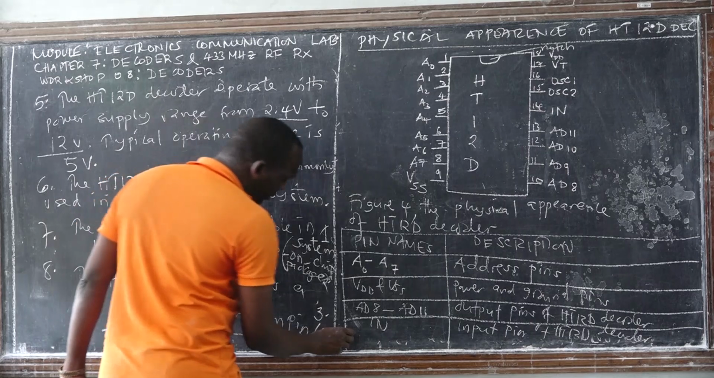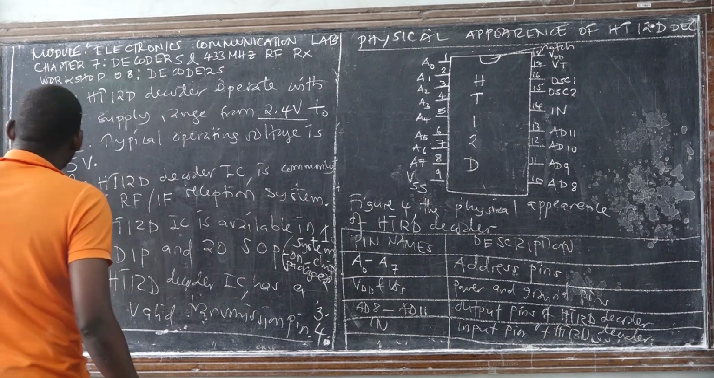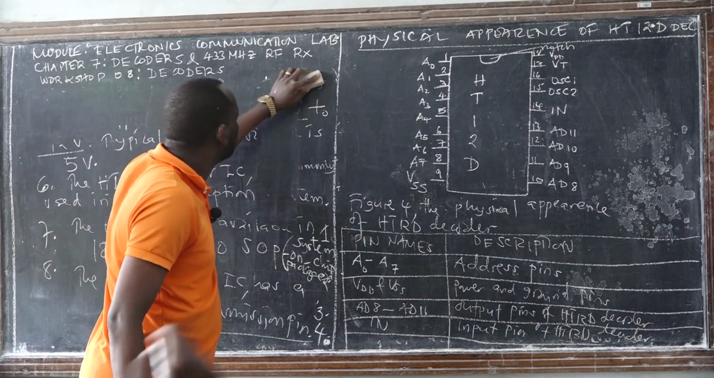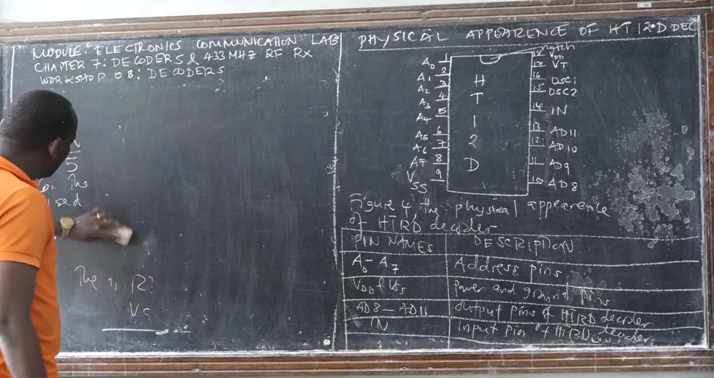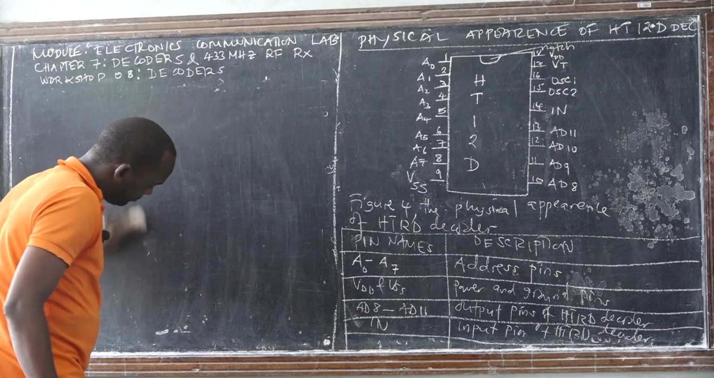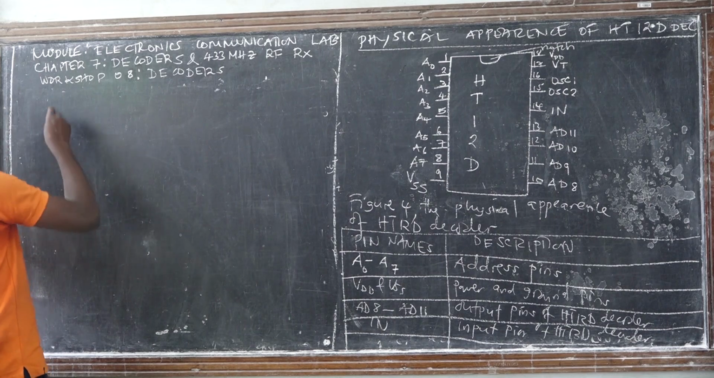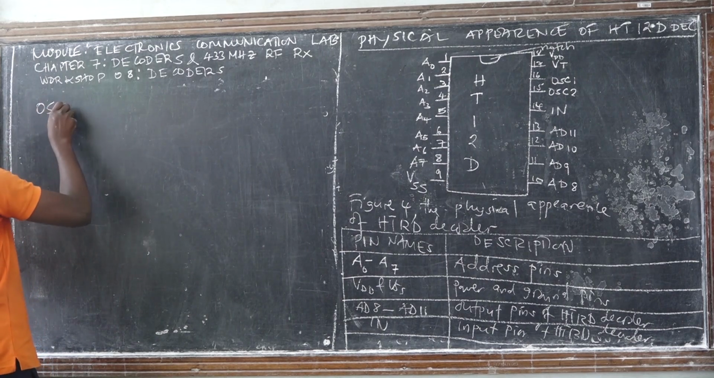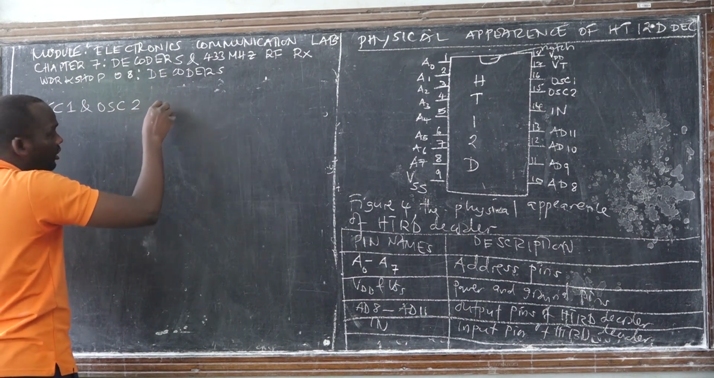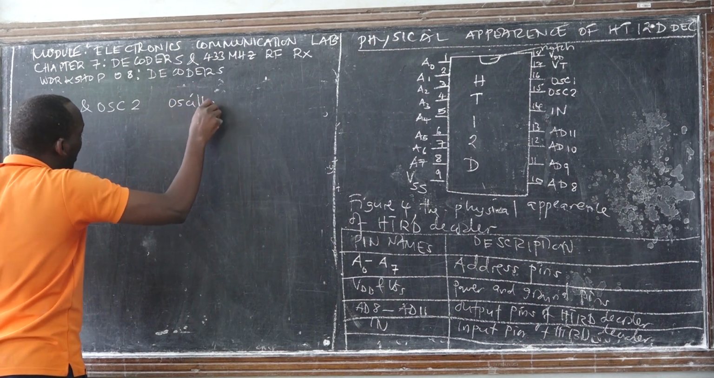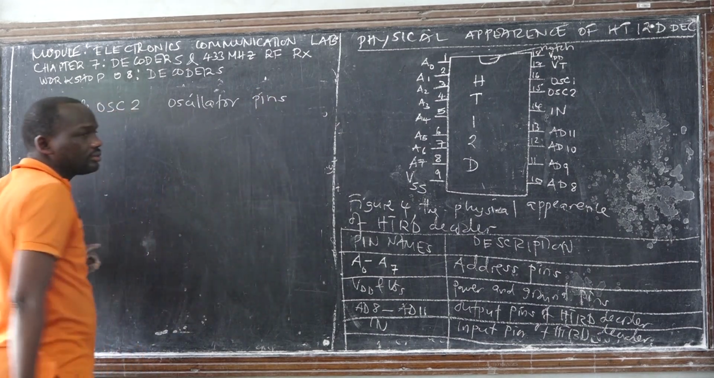Then we have the oscillator 1 pin. I think the space is not enough. So you have oscillator 1 and oscillator 2. This we call the oscillator pins.